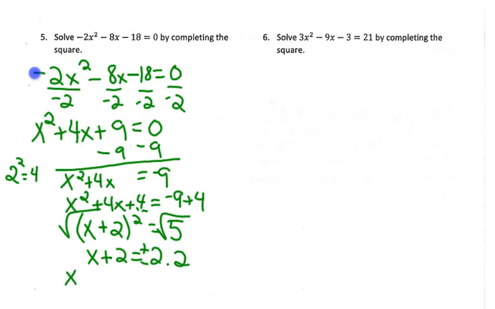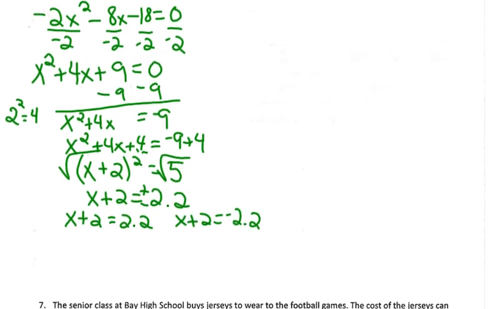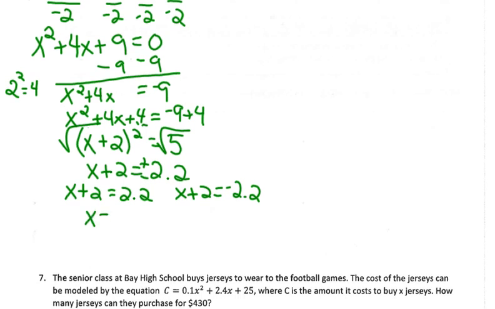So now I have two equations to solve. x plus 2 equals 2.2, and x plus 2 equals minus 2.2. Which means x is 0.2 and x is negative 4.2. So those are my solutions, my answers, my x-intercepts, right? If I had graphed that, you would have then had to use your trace button to go down and see about where it was, right? So that's how that works.